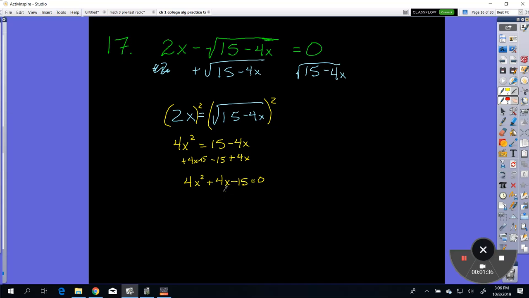So I know that this will factor. You can do the little box. I have 4x squared and negative 15, and that makes negative 60x squared. So what multiplies to be negative 60 and adds to be 4, negative 6 and positive 10. So that's 2x, and that's 2x, and that's negative 3, and that's plus 5. So this factors to be 2x minus 3 and 2x plus 5. So when I solve these, I put each of these equal to 0.